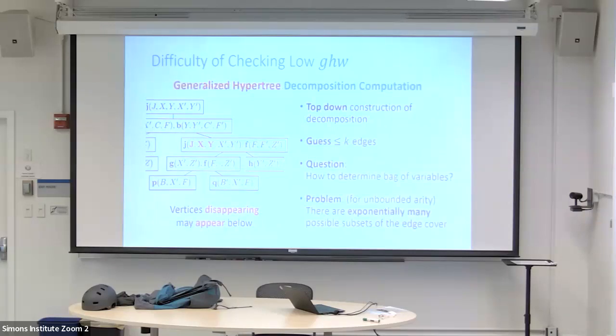With generalized HyperTree decompositions, we have a problem here. How to determine the bag? There can be exponentially many subsets that we still have to consider if we assume unbounded arity. If the edges have unbounded size, it's not clear. And this is exactly the source of the NP completeness.